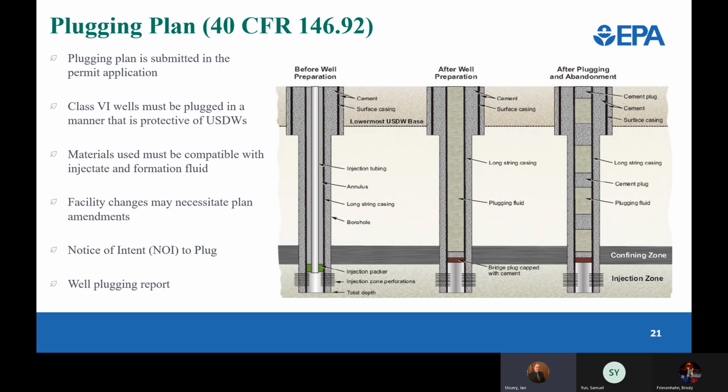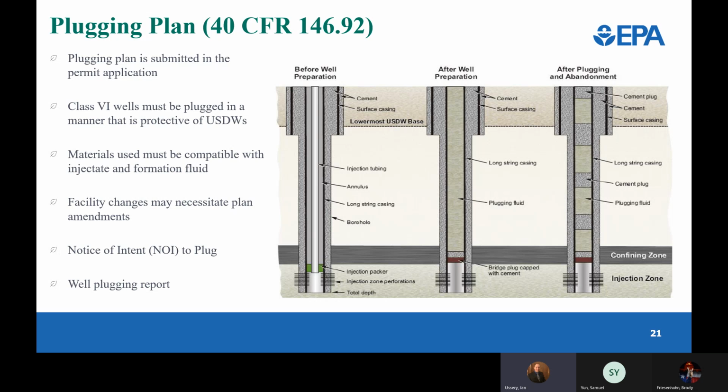The injection well plugging requirements specify that a Class 6 injection well must be properly plugged to ensure that the well does not become a conduit for fluid movement into USDWs in the future. Materials used must be compatible with the injectate and formation fluid. Now, bear in mind that facility changes may necessitate plan amendments prior to the actual plugging.